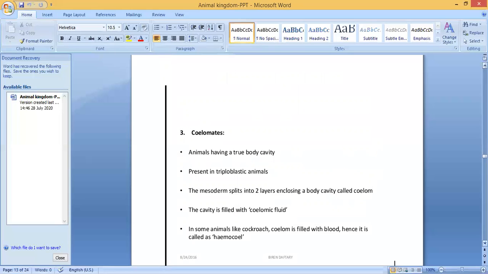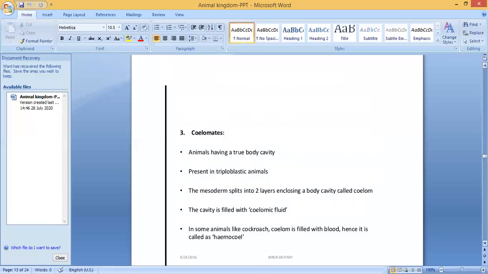The next group is coelomates. Coelomates means animals having a true body cavity. It is present in triploblastic animals. Triploblastic means ectoderm, mesoderm, and endoderm are present. The mesoderm splits into two layers enclosing a body cavity called coelom.